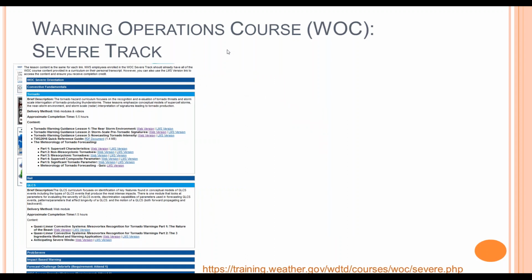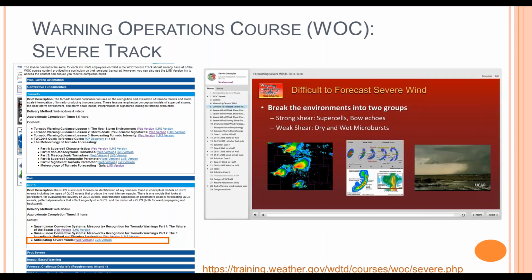We also produced a new module on wind fundamentals last year. There's a reason that we don't have a lot on wind for training, and there's a reason that it's hard to warn on wind. There just simply aren't as many environmental and radar characteristics that can help us define wind threats, like there are with hail and with tornadoes. So it remains a challenging area to warn on and to train on.